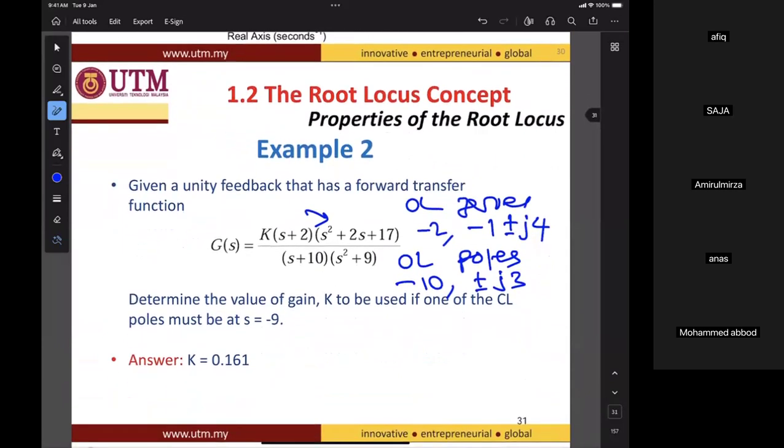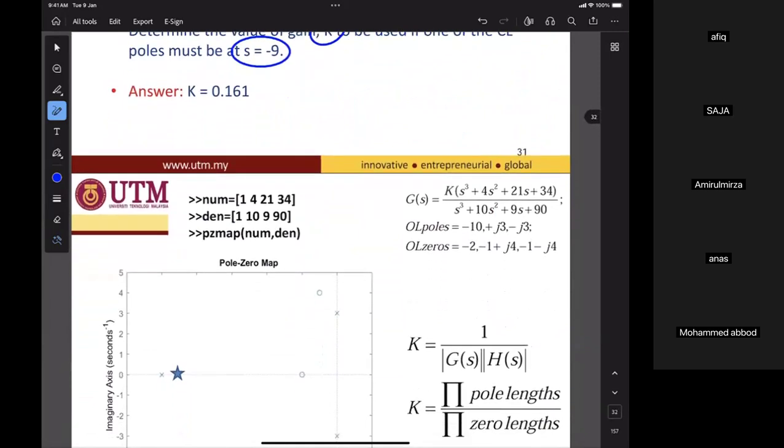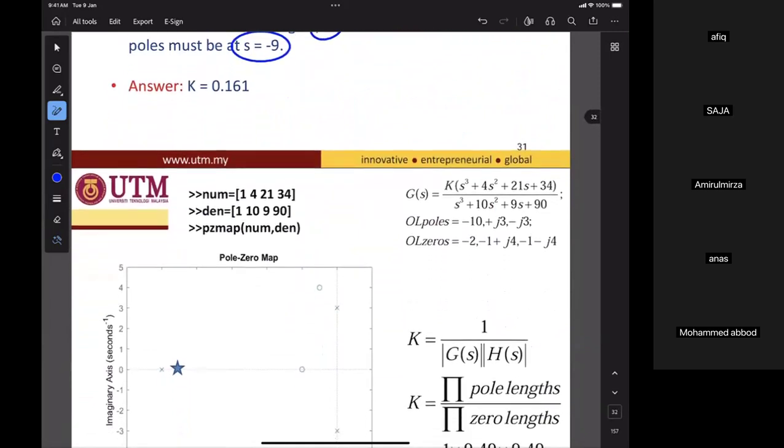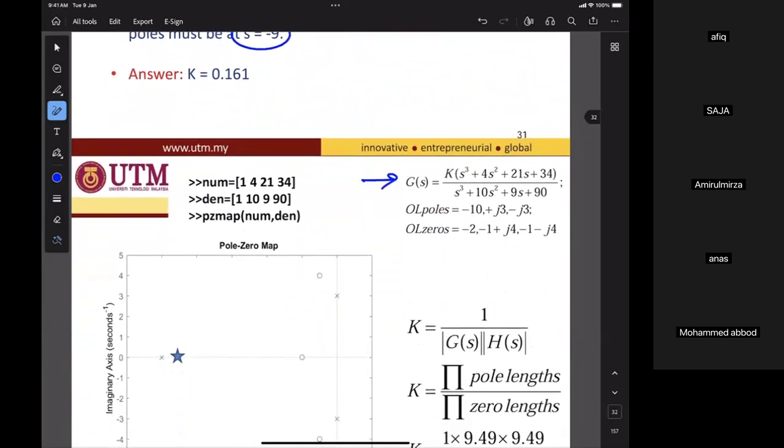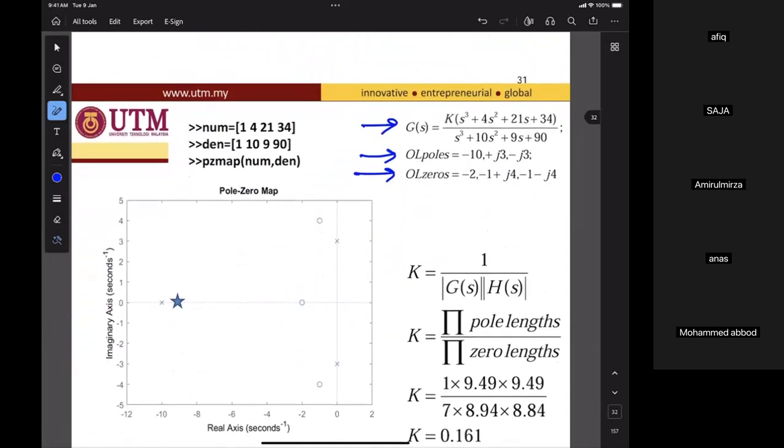The question is to check whether -9 is on the root locus, and if it is on the root locus, find the gain K. Again, the same question but a different transfer function. So this is the open loop transfer function. These are your open loop zeros and open loop poles, plotted on the S-plane. So now you have something like this: 3 open loop zeros and 3 open loop poles.